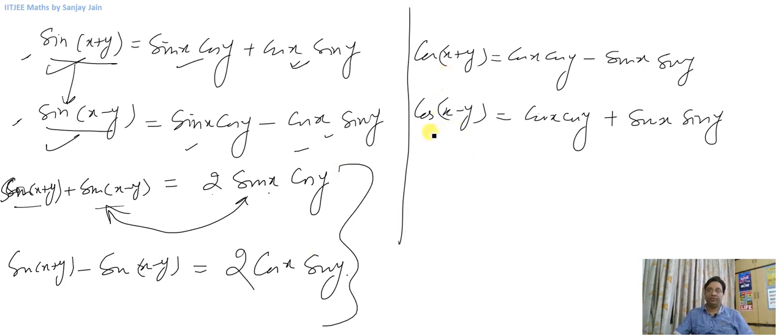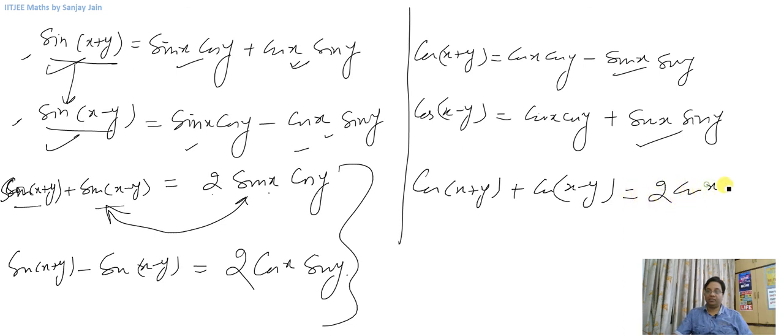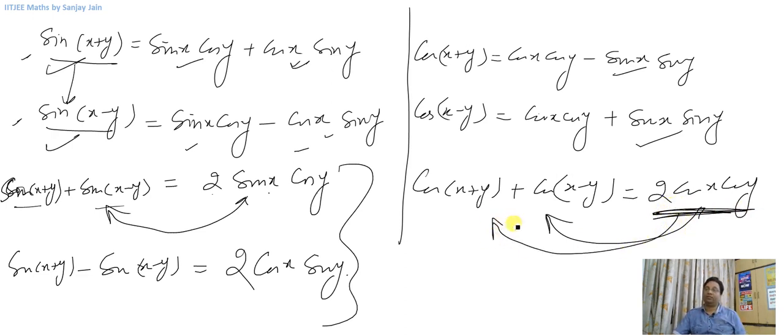Similarly, you can add these and have these formulae for cos x plus y, cos x minus y. When you are adding, these terms will get cancelled, and you will have 2 cos x cos y. So you need to memorize this from left to right as well as from right to left. That 2 cos x cos y is nothing but cos x plus y plus cos x minus y, right? So this is something that you need to take care of.